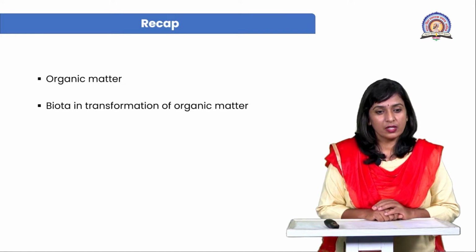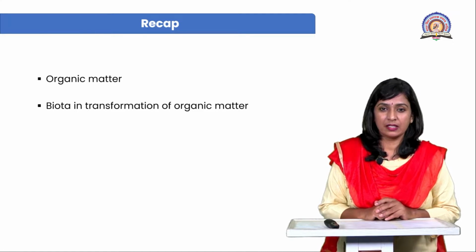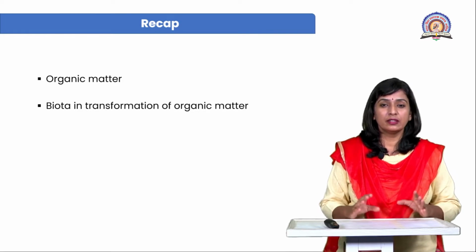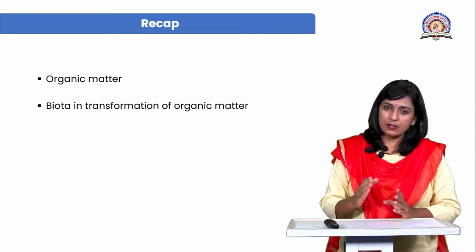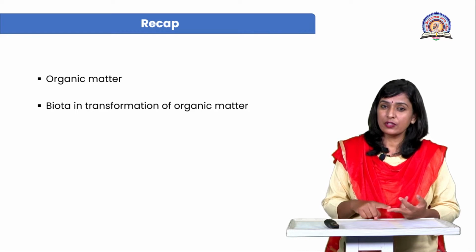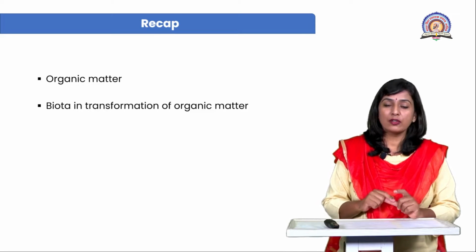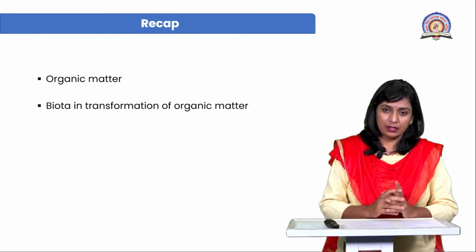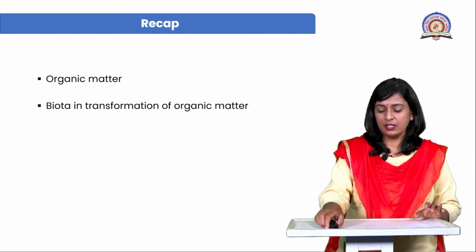All these together comprise organic matter. Yesterday we also studied the biota involved in the transformation of organic matter. What are the organisms involved in the decomposition process? For example, there are some aerobic bacteria and some fungi. Along with that, the worms, that is earthworms, nematodes, snails, slugs, all of them together transform this organic matter into a compost that we studied yesterday.